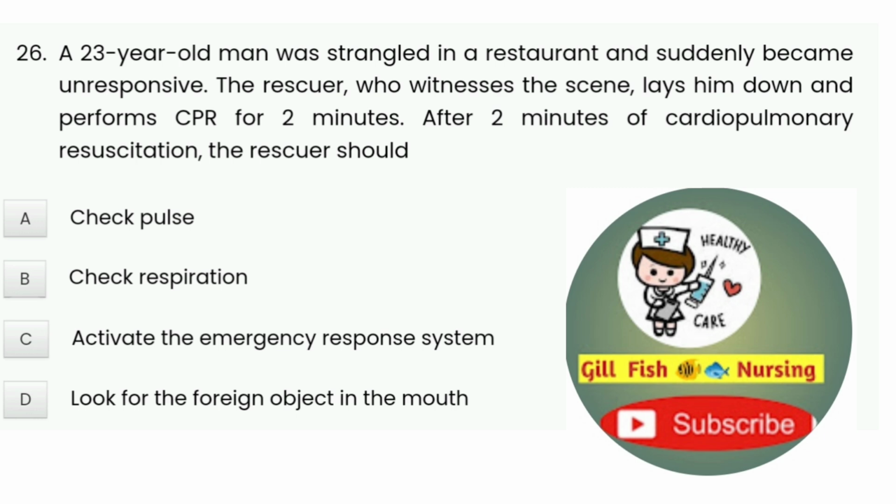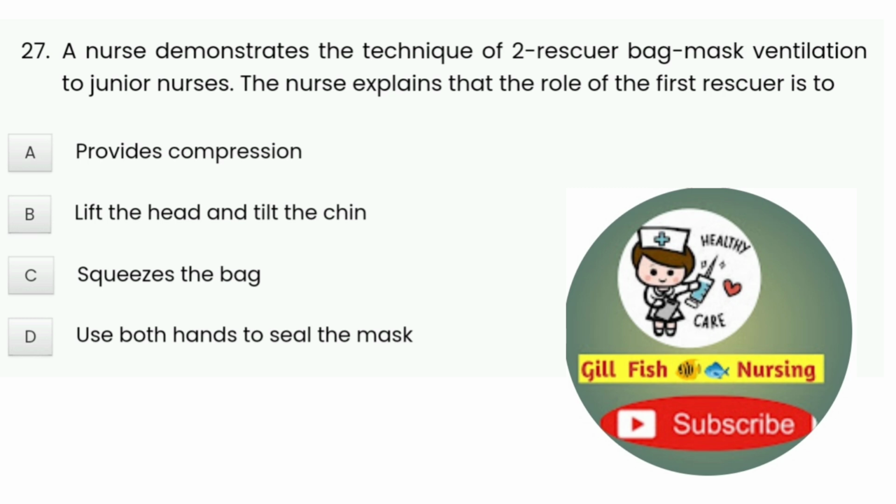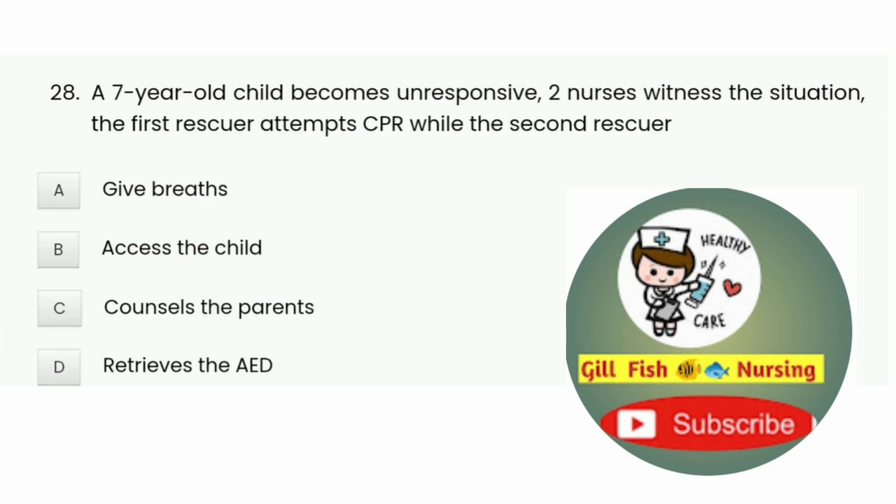Okay, fine. Next question. A nurse demonstrates the technique of two-rescuer bag-mask ventilation to a junior nurse. The nurse explained that the role of the first rescuer is to: option A, provide compression; option B, lift the head and tilt the chin; option C, squeeze the bag; option D, use both hands to seal the mask. So what should you do? Using both hands to seal the mask could be the correct answer, option D. Okay, fine.